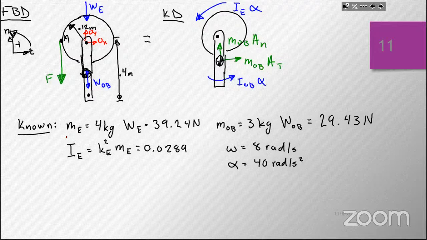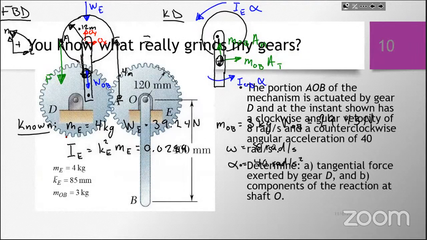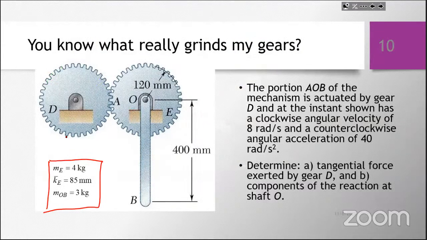Say that one more time, Zach. Angular velocity and acceleration, are those given? Yes, they were given in the problem statement. The angular velocity and the angular acceleration were right here. One of them is going to have to be negative when we start messing with numbers, right?